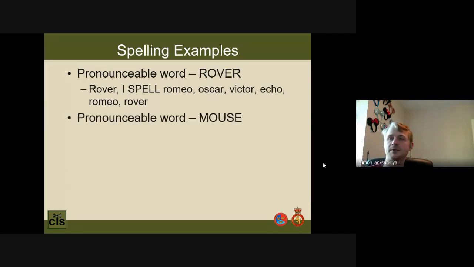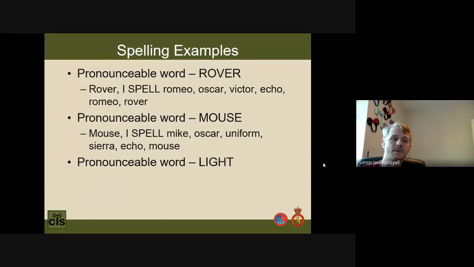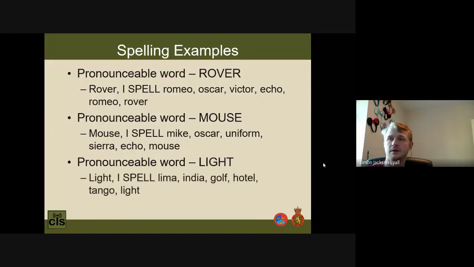Here's another example. So mouse. Mouse, I spell Mike, Oscar, Uniform, Sierra, Echo, mouse. And here's an example of the word light. Light, I spell Lima, India, Golf, Hotel, Tango, light. So it's quite an easy syntax there.